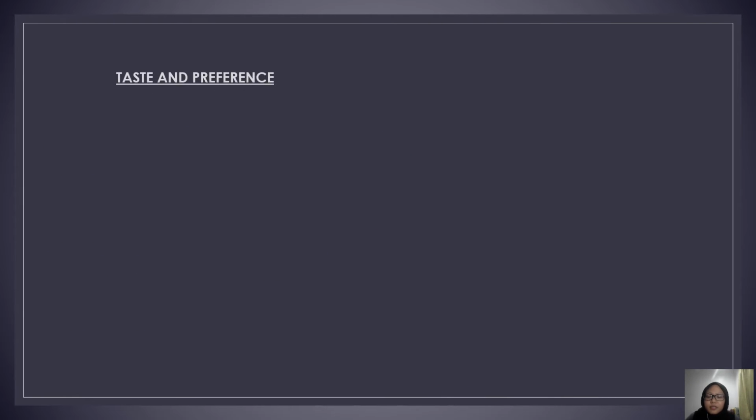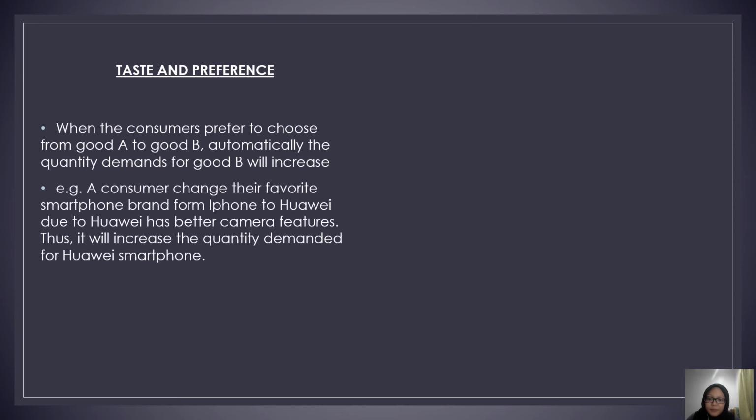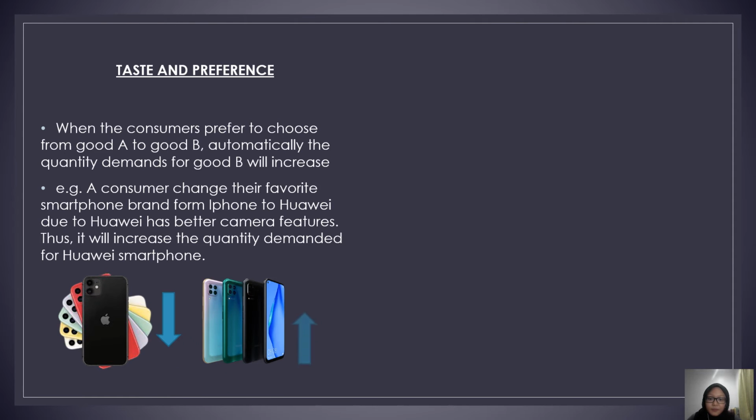The next factor is taste and preference. When the consumer prefers to switch from good A to good B, automatically the quantity demanded for good B will increase. For example, a consumer changes their favorite smartphone brand from iPhone to Huawei because Huawei has better camera features. Thus, it will increase the quantity demanded for Huawei smartphones.